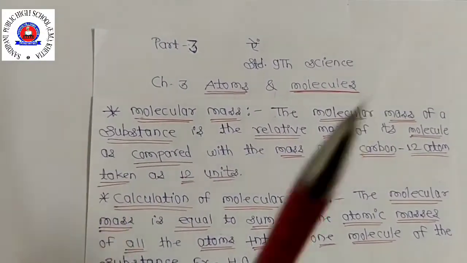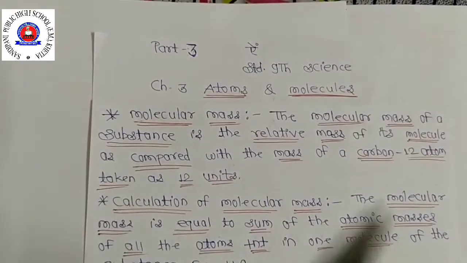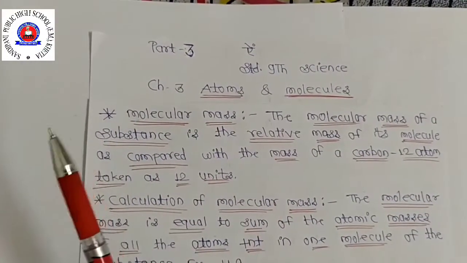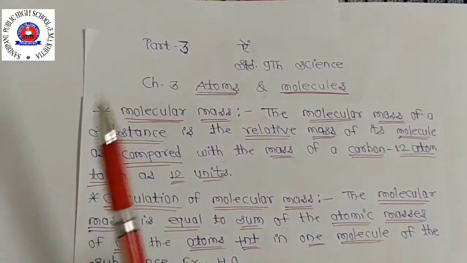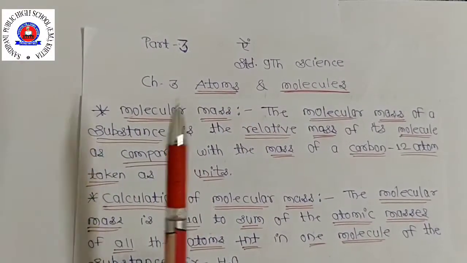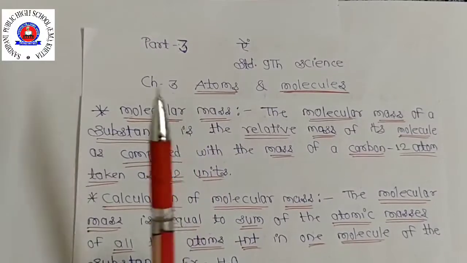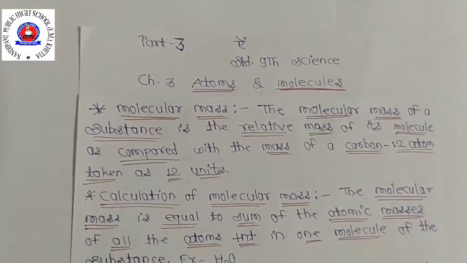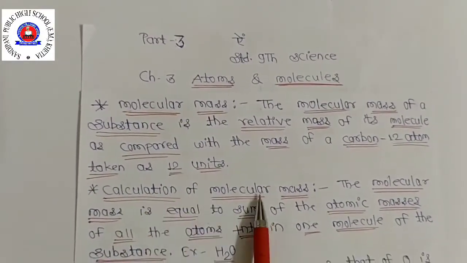For example, the molecular mass of hydrogen is 2, which means that a molecule of hydrogen is 2 times heavier than 1/12 of a carbon 12 atom. So the molecular mass is expressed in atomic mass unit. Now, calculation of molecular mass.